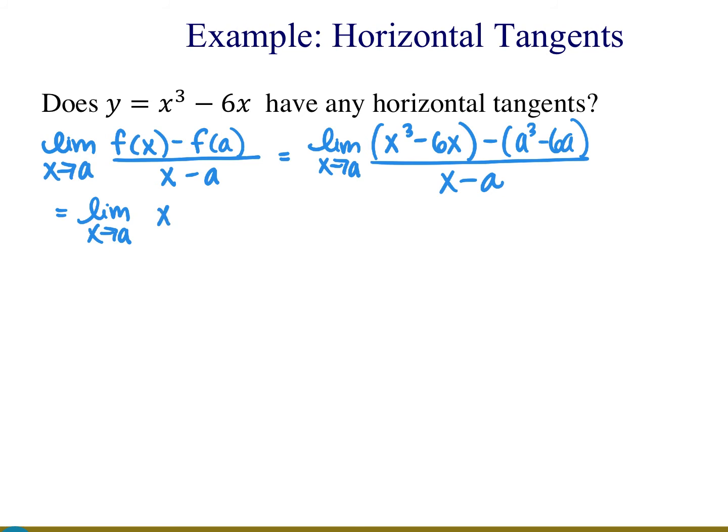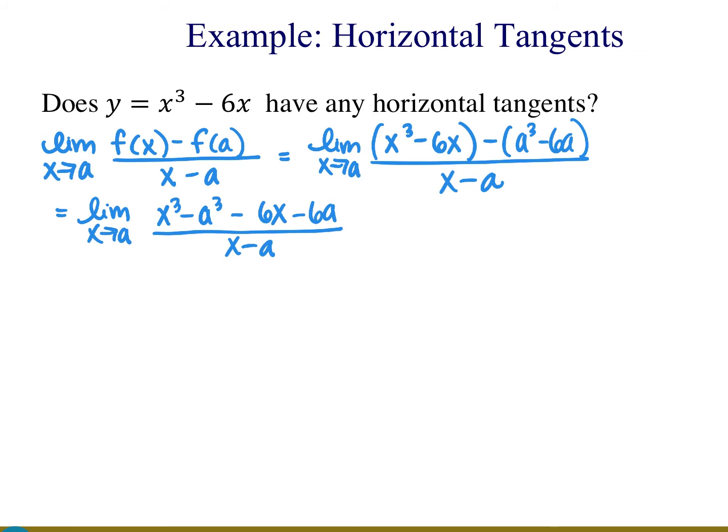X cubed comes first. A cubed comes second. Minus 6x comes next. And 6a comes last. All over x minus a. Okay, I'm just reminding you, you don't have to do it this way. If you like Newton's way better, then do Newton's way. Or if you get stuck on one of the ways, then switch to the other way. You've got multiple ways to do it.